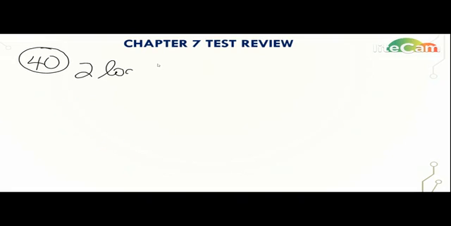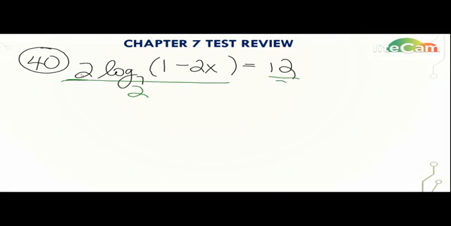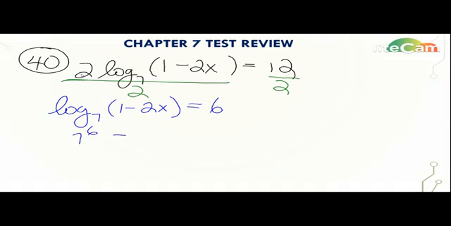40. We have 2 times log base 7 of 1 minus 2x equals 12. I have some extra pieces going on right here. I don't want that 2 over there because I won't be able to convert. So I'm going to divide the 2 over on the other side. That'll give me 6. So now I have log base 7 of 1 minus 2x. Notice the 1 minus 2x is all one piece. It's in parentheses. Okay, so now I'm going to convert it to an exponential, which is 7 to the 6 equals 1 minus 2x.